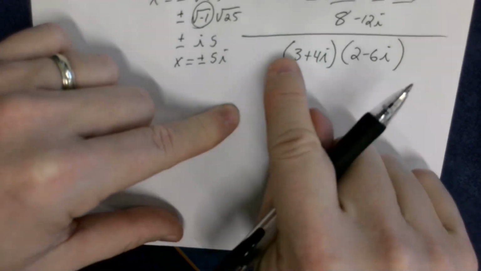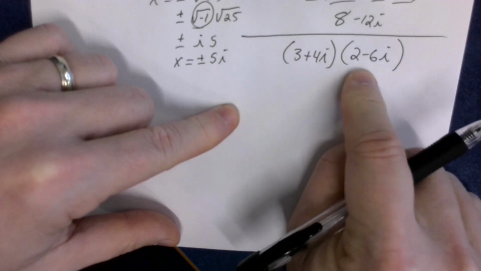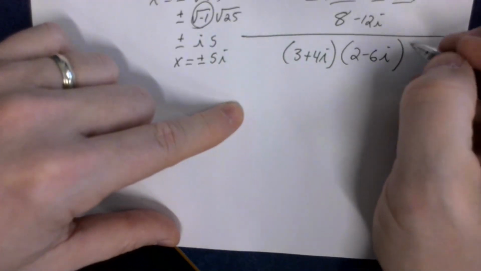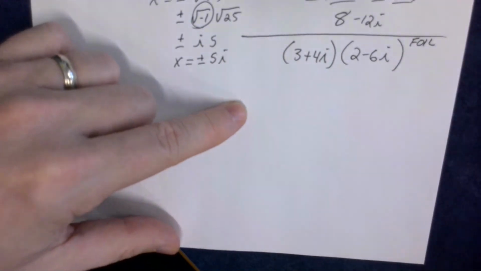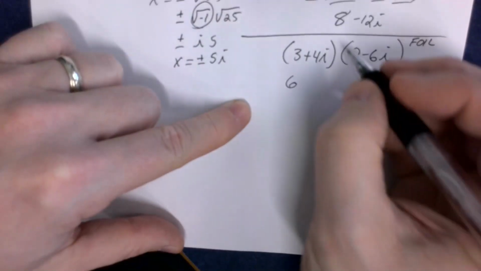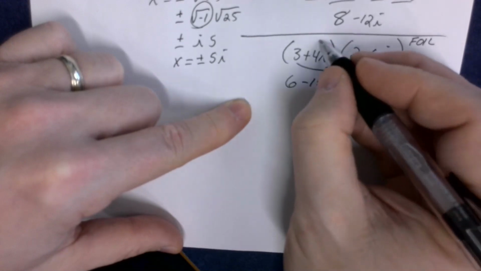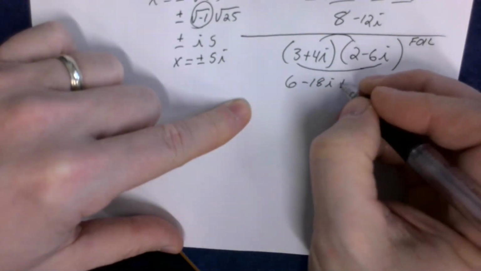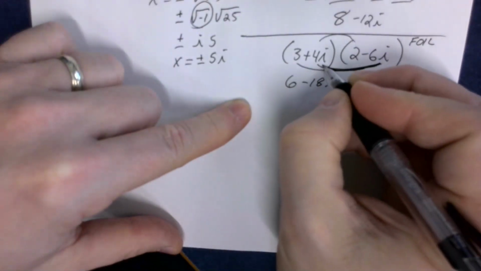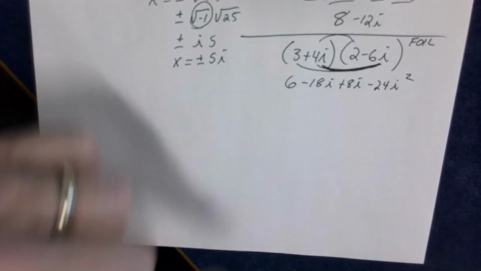So if I have something like this, and I have two terms which I can't combine because they're not like terms, and I have two more terms which I can't combine because they're not like terms, I need to do the process called FOIL, which we've done a lot. So that means first thing to first thing, 3 times 2 is 6. Outside things, that's negative 18i. Inside things is positive 8i. And then the last two things, which are the two imaginary parts, would be negative 24i squared.